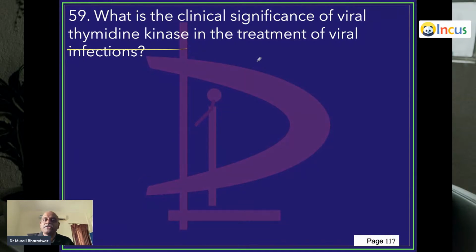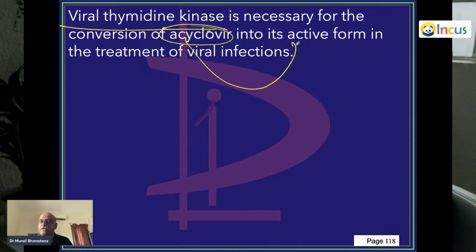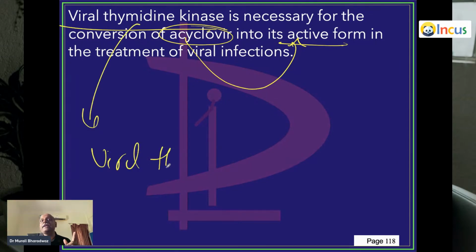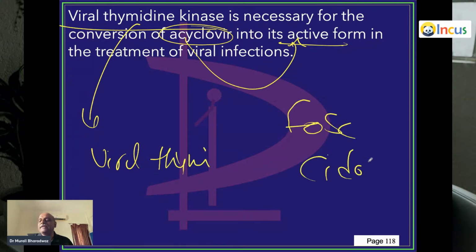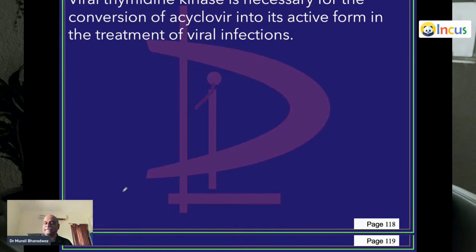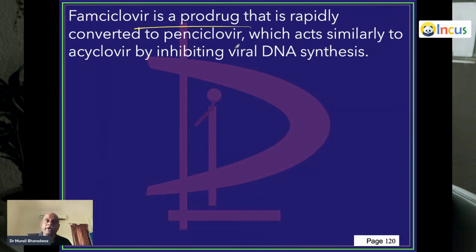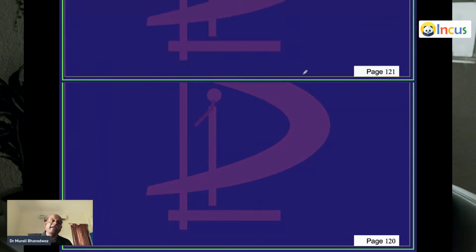Viral thymidine kinase, what is the importance of it? Viral thymidine kinase is required for converting acyclovir into its active form. So that is the reason any acyclovir resistance is because of resistance of the viral thymidine kinase, is what you need to remember. Foscarnet or cidofovir are not dependent on that. That's the reason they can be given even if acyclovir resistance is there. What is the mechanism of famciclovir? Famciclovir is also a prodrug converted to penciclovir, which acts similar to acyclovir by inhibiting viral DNA synthesis.